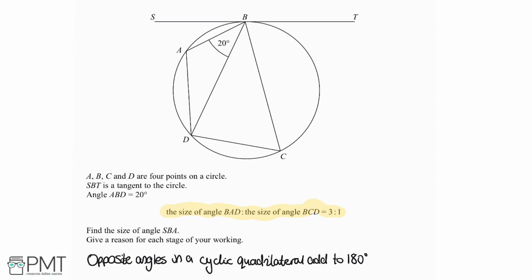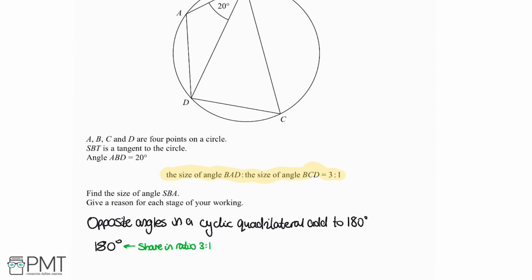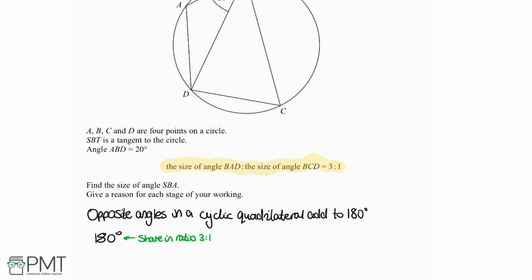Okay, so we've got 180 degrees in total, and we're sharing that in the ratio 3:1. So to do that, we're going to do 180 divided by, and there are 4 parts in total, so we've got 3 and 1, so add them together we get 4. 180 divided by 4, which is 45 degrees. So that's one part of the ratio. So from that, we can work out the actual size of the angles.